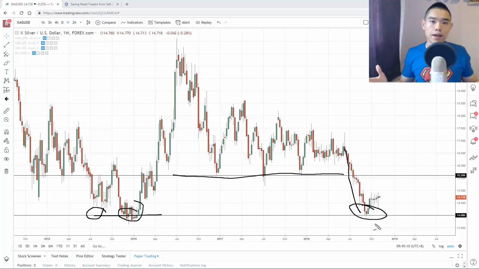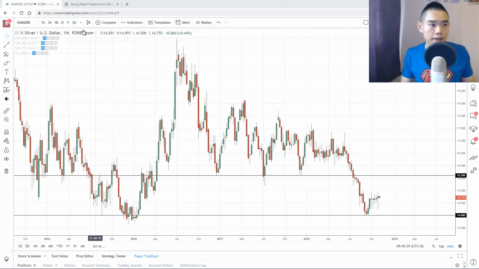So now, I don't trade off the weekly time frame. I'm not going to trade off the weekly charts, put a buy order or a stop loss based on weekly. What I do is I like to use multiple time frames to better time my entries and exits. And how you can do it is if you look at the daily time frame.